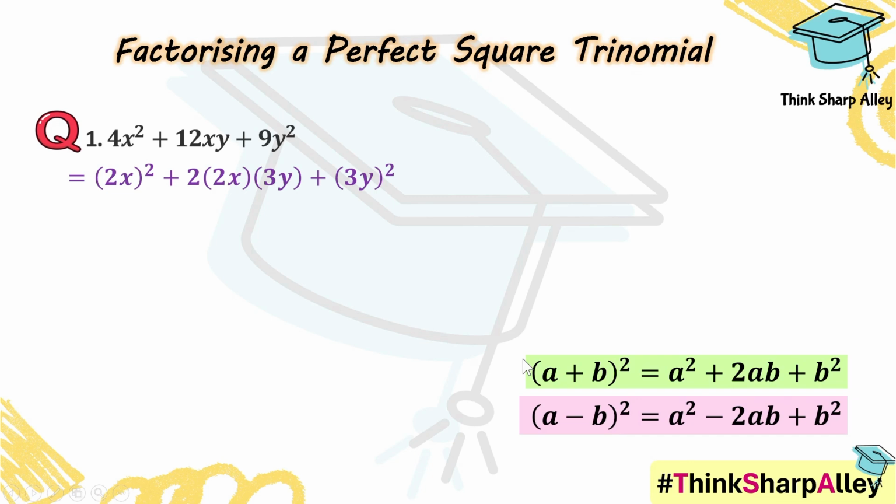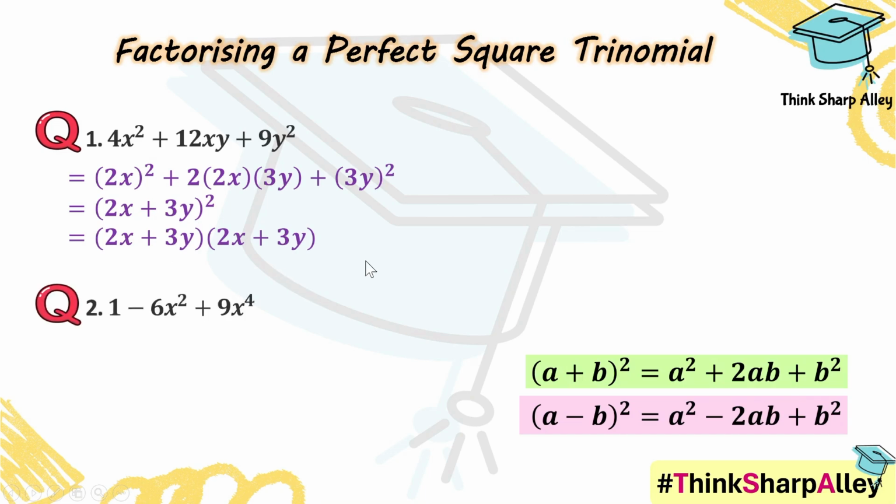And so we apply the identity. Since over here plus 2ab is written, we are supposed to apply the first identity. According to this, the entire expression can be written as the square of a binomial, where a is your 2x and b is 3y. So we write it as (2x plus 3y) whole square. Now to write it in factor form, we write the same expression twice. Okay, let's move on to the next problem.